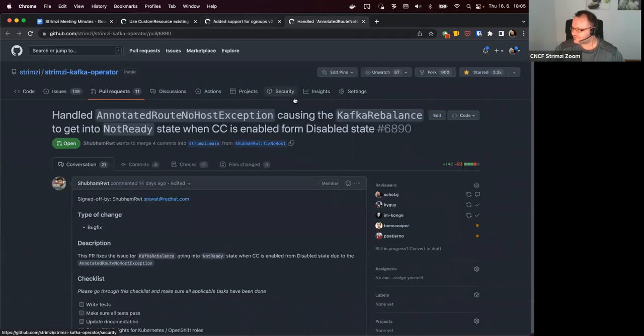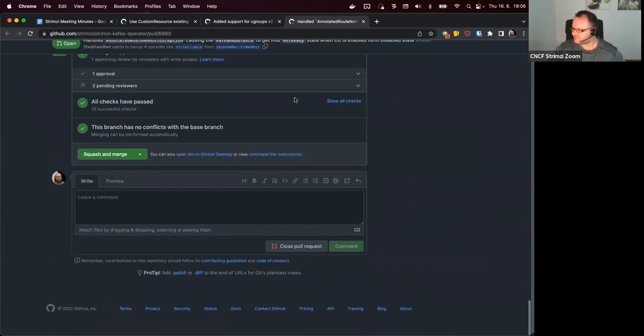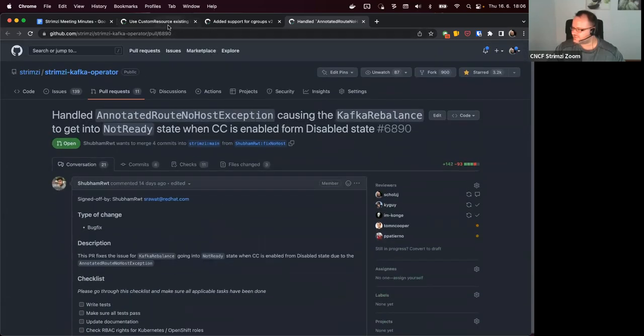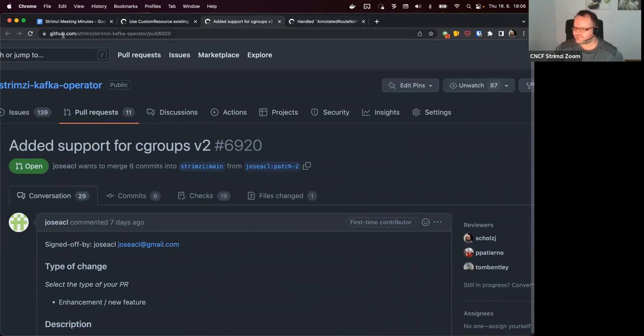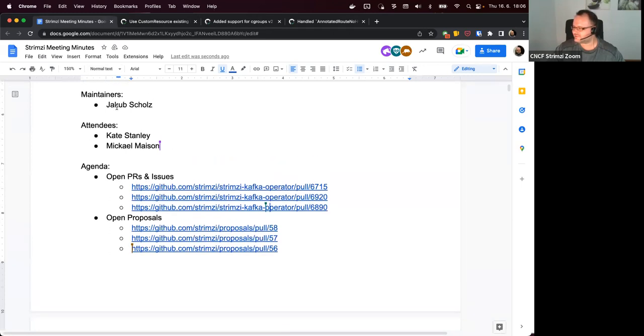And then the third one is about the annotated UnknownHostException. I think this one is waiting for Shubham to explain why he's doing it as it is. The other two are waiting for reviews. Fortunately, not too many maintainers on the call to review it. Hopefully Tom Bentley or Paolo will get to it sooner or later. Does anyone have any other PRs they want to discuss?